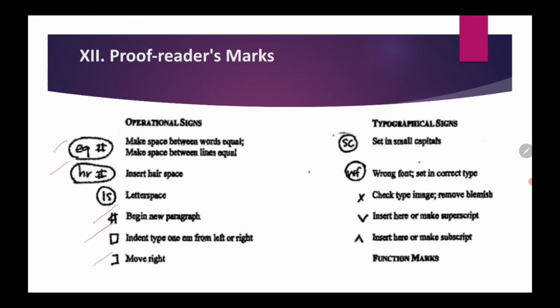We have typographical signs also here. So SC is set in small capitals. WF is wrong font, set in correct type. X means check type image or remove blemish. You have here the V. Okay, so insert here or make superscript. Here, insert here or make subscript. Then you have the functional marks.